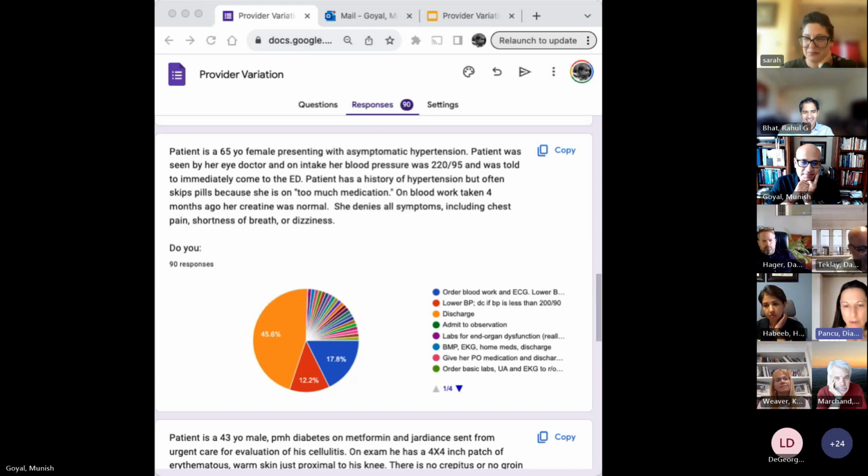And lastly, when they're sent to the emergency department by somebody that they might trust or respect, I think the fear is that if we do nothing, the patient will not trust us, or they will be angry, or they will be frustrated.